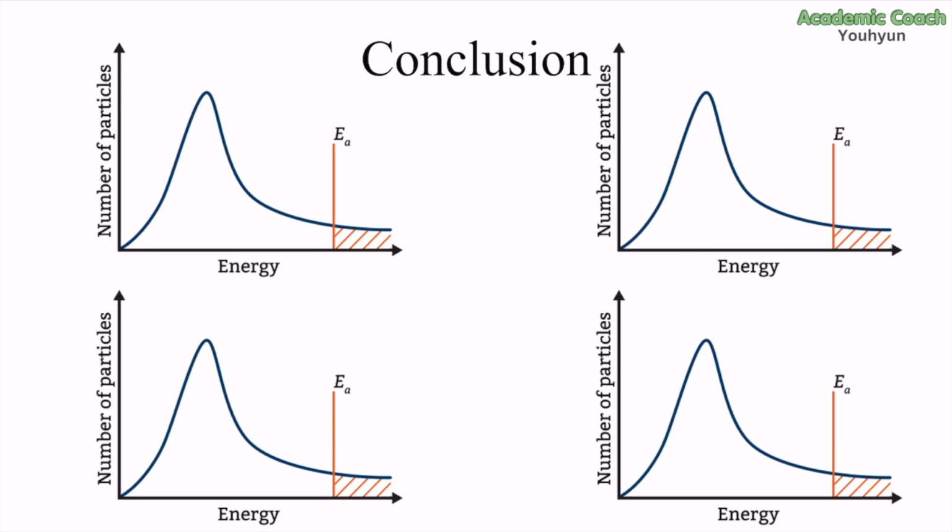And here is the conclusion. There are four main factors that speed up the reaction rate. They are reactant concentration, temperature, surface area, and catalyst. And here I'm going to show you one by one how those factors affect the Maxwell-Boltzmann distribution curve. Let's start with reactant concentration.